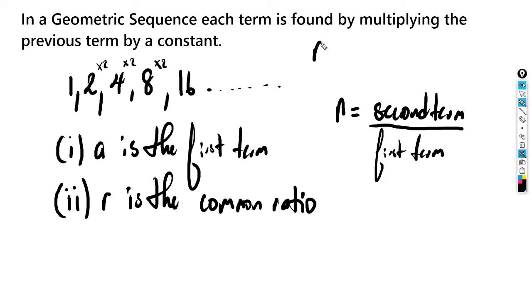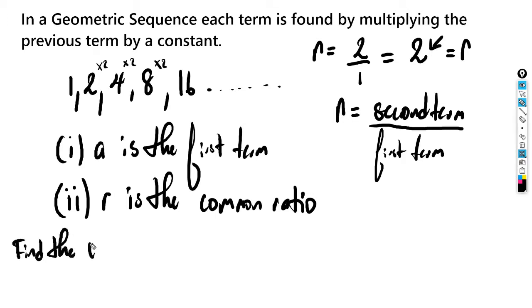So let's find r in this case. We're going to divide the second term, which is 2, by the first term, which is 1, and we get 2. So r is equal to 2, and this is the constant that it's increasing by. These cases are a little different. Let me give you an example. Let's say the question says, find the 10th term in the sequence.